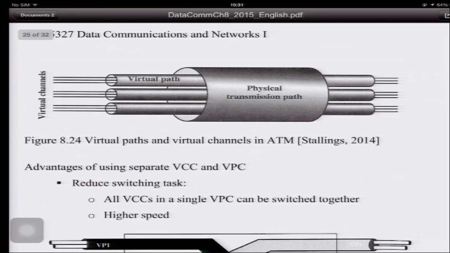So you have a physical transmission part, like the road or the fiber optics or the coaxial cables or the air, and then you can have two layers of the virtual circuit. One is a virtual path and another one is virtual channels. Virtual channels is a group of virtual paths.